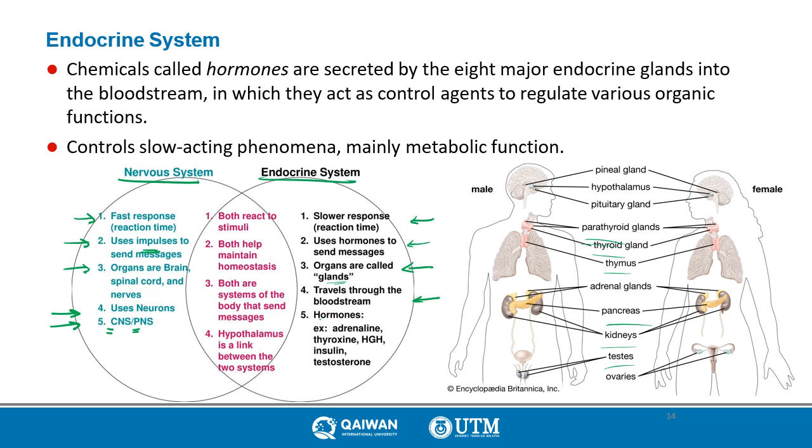hormones like adrenaline, thyroxine, insulin, testosterone, etc. They both share these points: both react to stimuli, either from outside or inside of the body. Both help maintain homeostasis. Both are systems of the body that send messages. The hypothalamus is the link between the two systems.